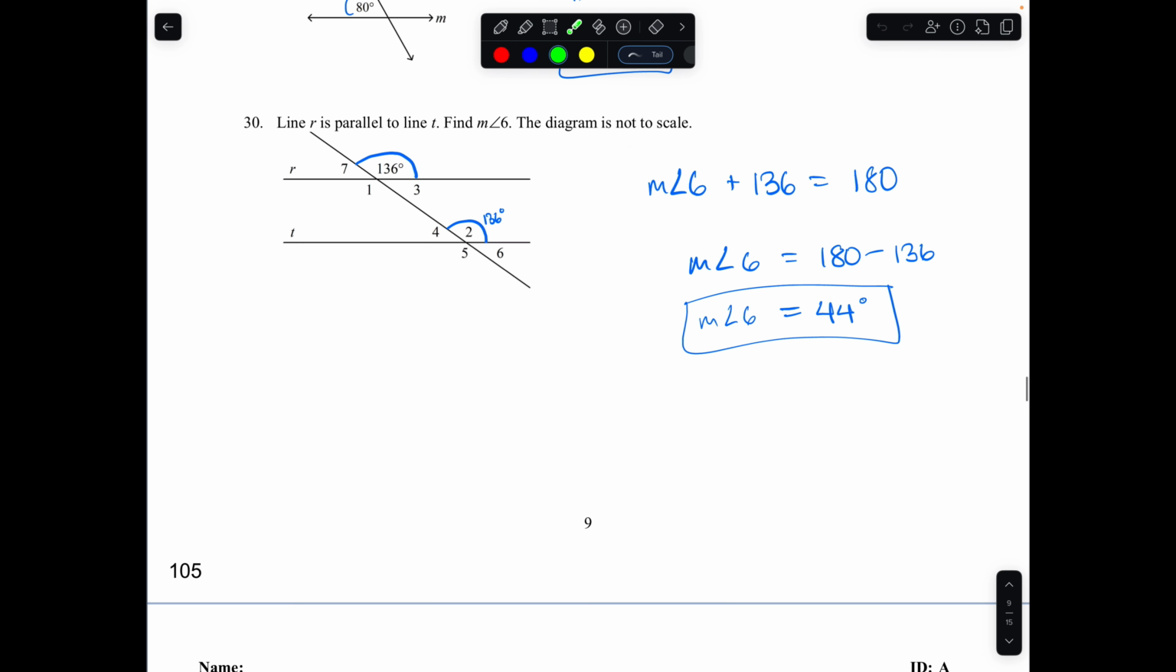Number 30, line L is parallel to line T. Find the measure of angle 6. So we have line R. Line R and line T are parallel.